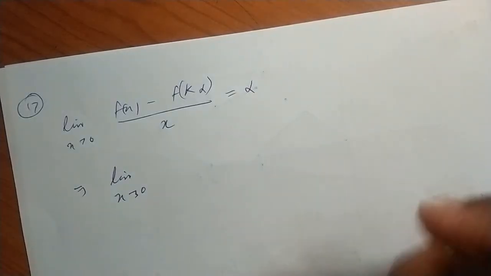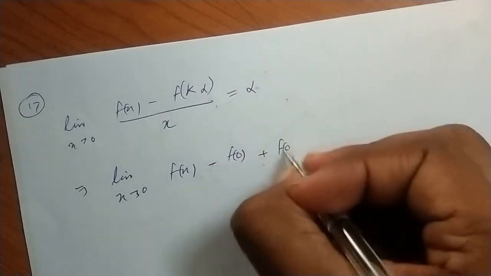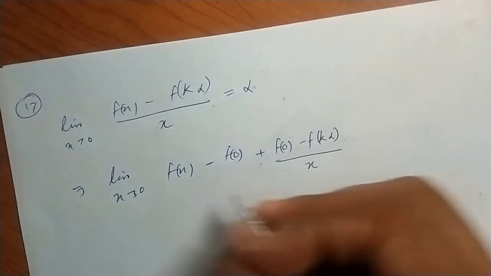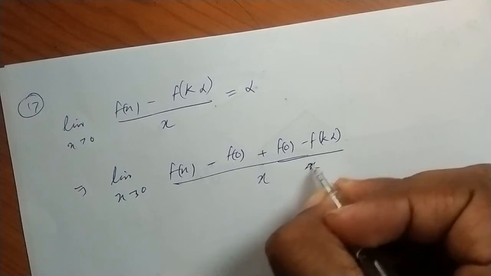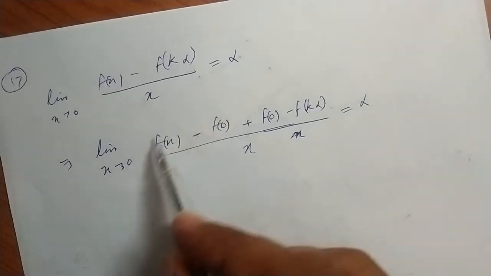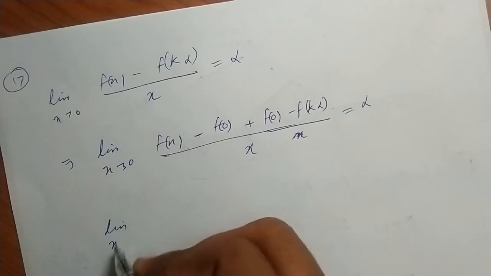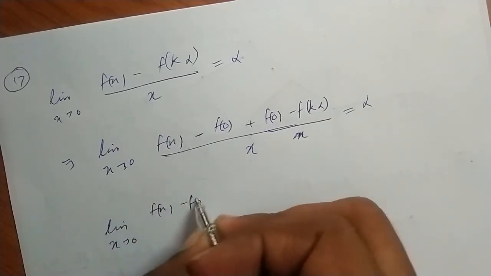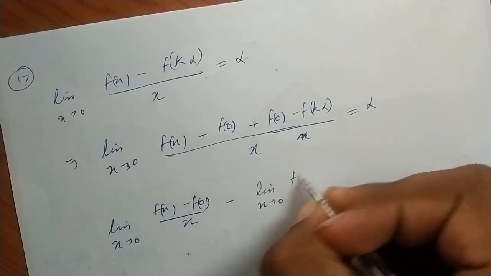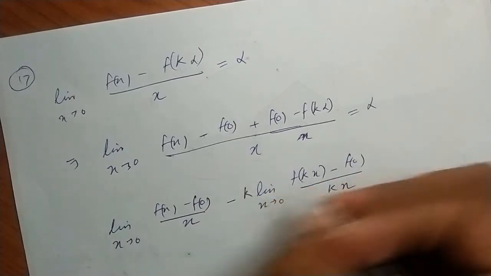Limit x tends to 0, f(x) minus f(0) plus f(0) minus f(kx) upon x. Okay, this is equal to alpha. So if we separate this and this, we'll get limit x tends to 0, f(x) minus f(0) upon x, and minus limit x tends to 0, f(kx) minus f(0) upon kx into k is equal to alpha.